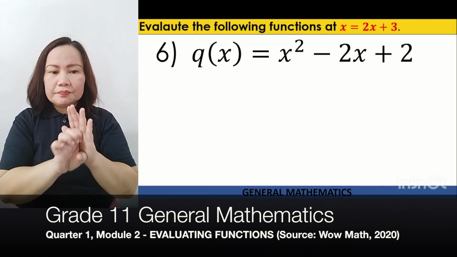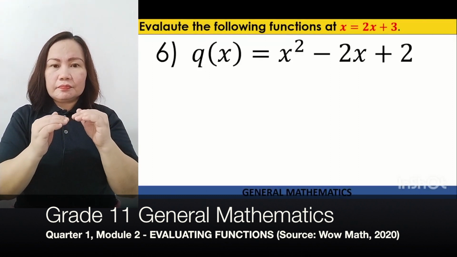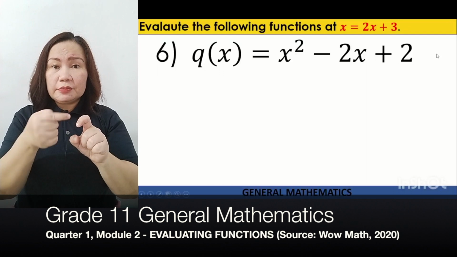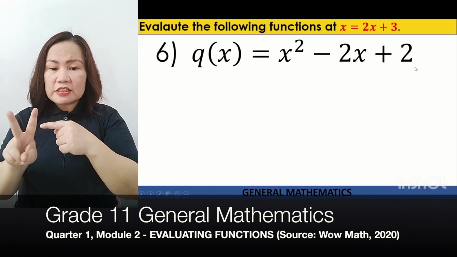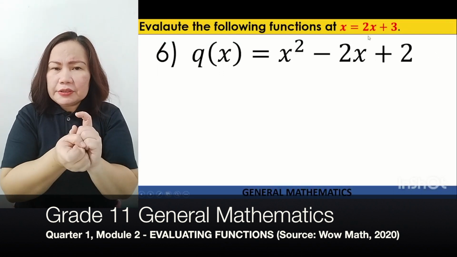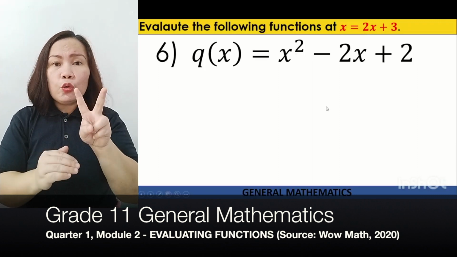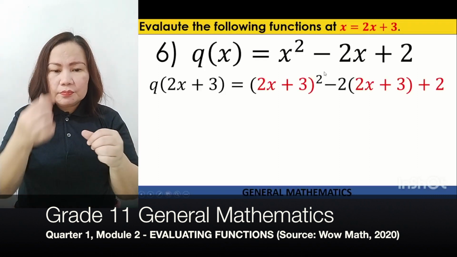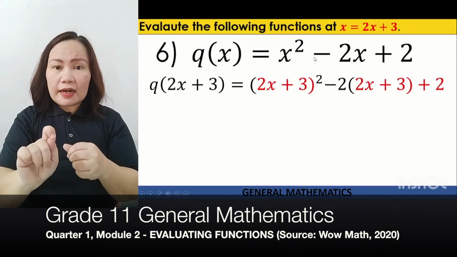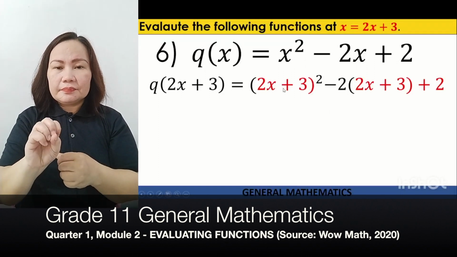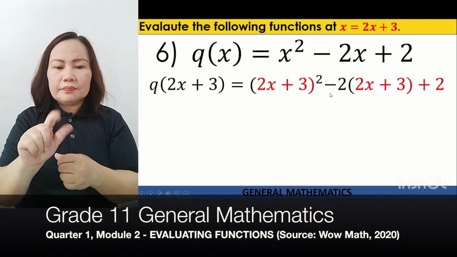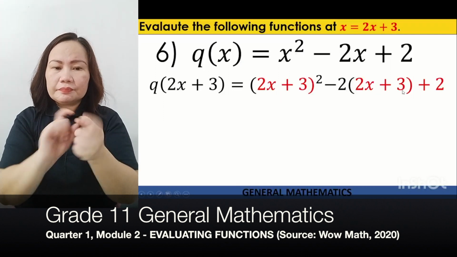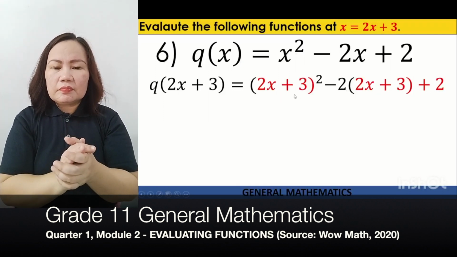Number 6. Q of x is equal to x squared minus 2x plus 2. Anong ipapalit natin kay x? 2x plus 3. Medyo mahaba to kasi trinomial, no? So, 2x plus 3 squared minus 2 times 2x plus 3 plus 2. Ito muna yung gagawin natin.